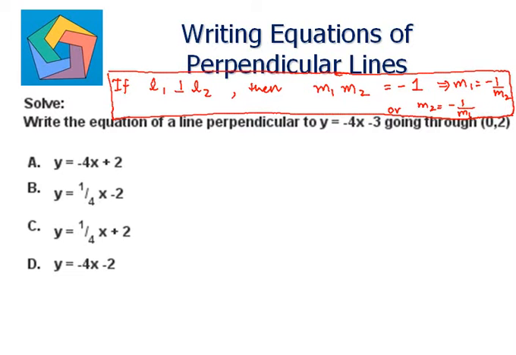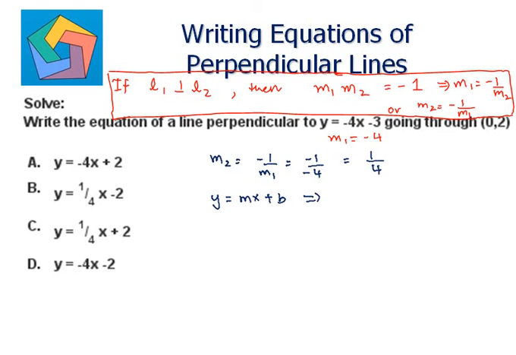So now the line given to us is y equals -4x - 3. Comparing this with the slope intercept form, I get m1 as -4. So my m2 will be -1 over m1. It's -1 over -4. That's equal to 1/4. So I put this in the slope intercept form. y is equal to mx plus b. This implies y is equal to 1/4 x plus b.